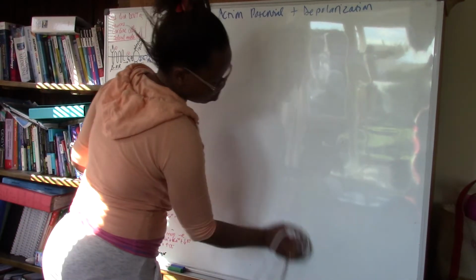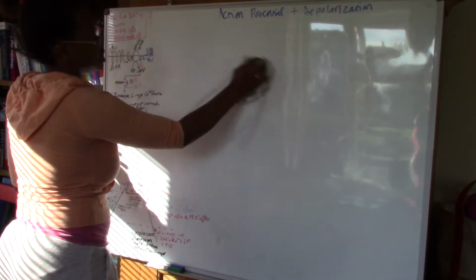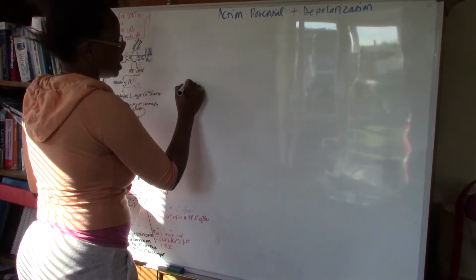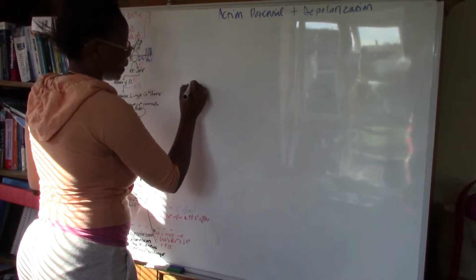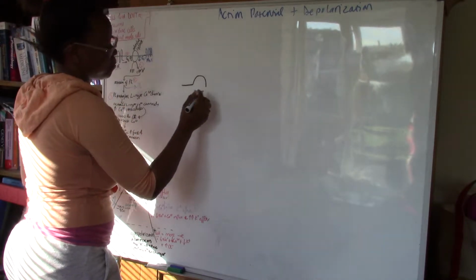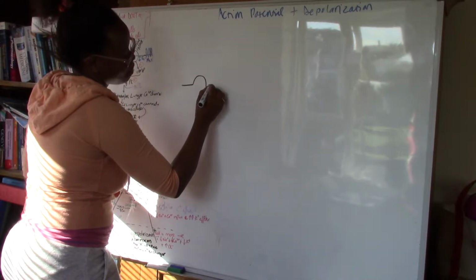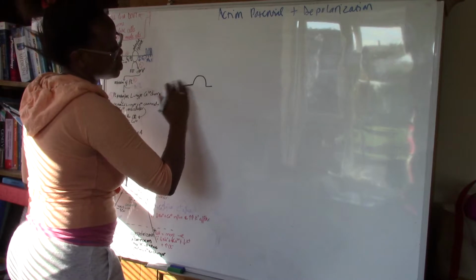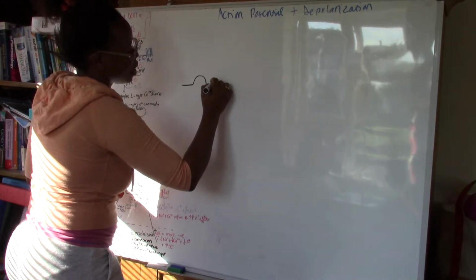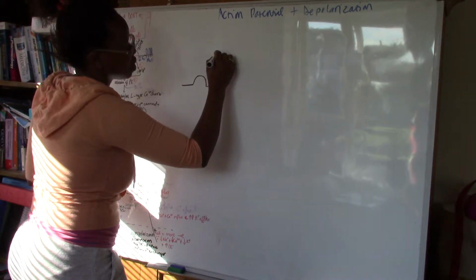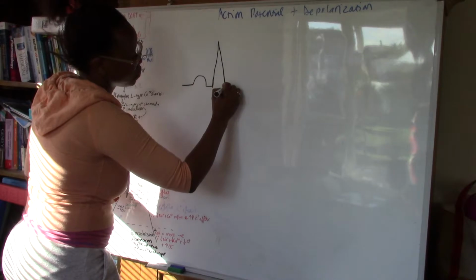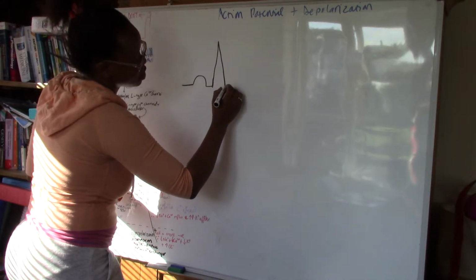And if we were to just go back to a normal ECG, a normal ECG will have a baseline, and then we'll see atrial depolarization, and then the starting of ventricular depolarization, and the actual ventricular depolarization and repolarization.